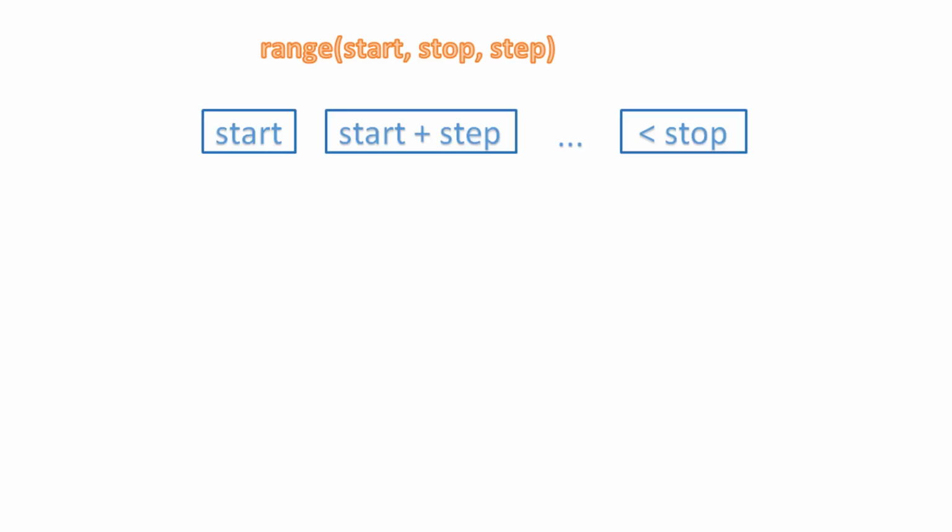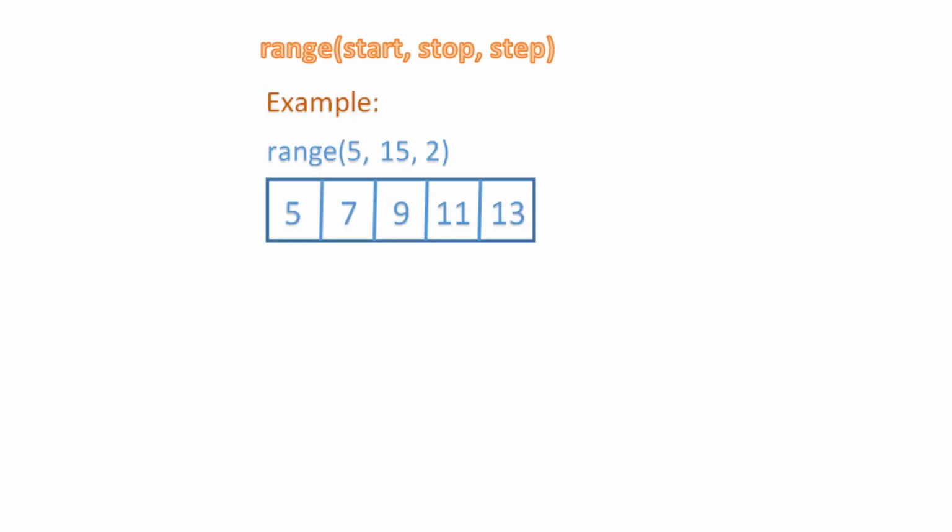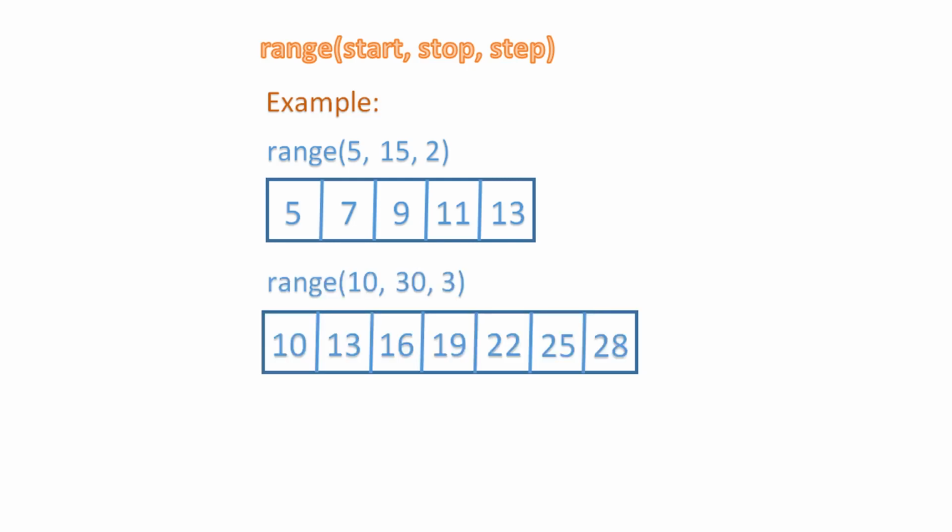Range of start, stop, step. It returns a series of numbers that starts from start argument and increments by step argument and moves up to the number before stop argument. For example, range of 5, 15, 2 will return values 5, 7, 9, 11, 13. Range of 10, 30, 3 will return values 10, 13, 16, 19, 22, 25, 28.